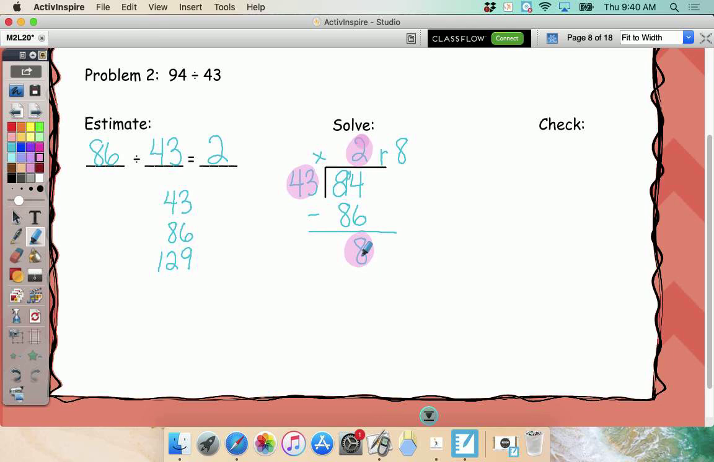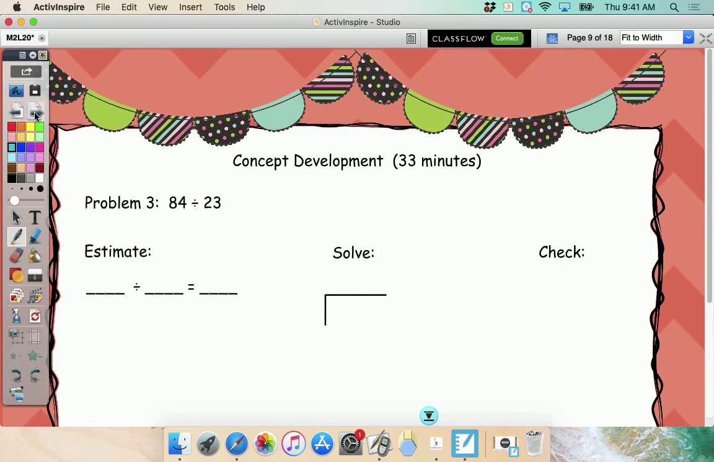Okay. Isaac, what does my multiplication problem need to be to check this thing? 43 times 2. And my answer is 86. Okay, good. And Jaden, what do I do next? You add your remainder. Add my remainder. And I'm probably going to get 94. All right, and that was a 9 till we changed it. Okay, let's look at the next one.